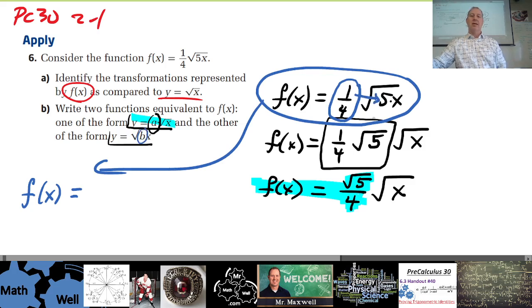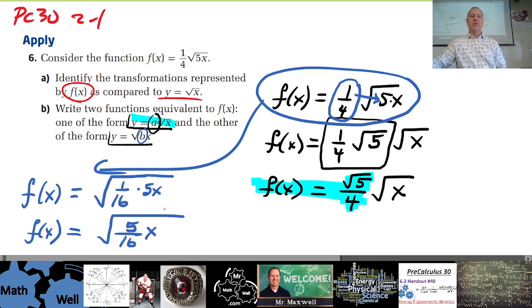I need a new b. But it has to be squared, so guess what? I can write this as square root of 1/16 times 5x. And now it's in the club with 5x, because 1/4 squared is 1/4 times 1/4, which is 1/16. Therefore, you can rewrite this as square root of 5/16 x.